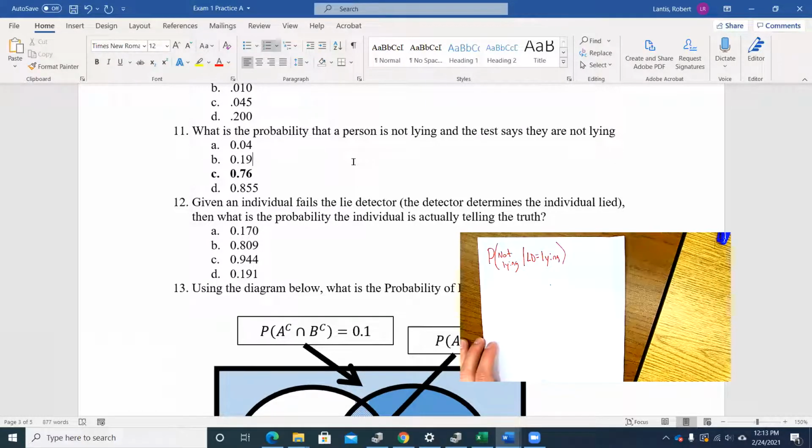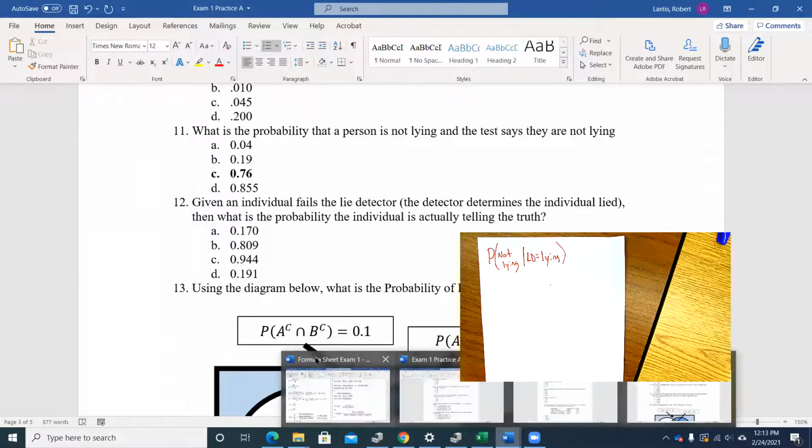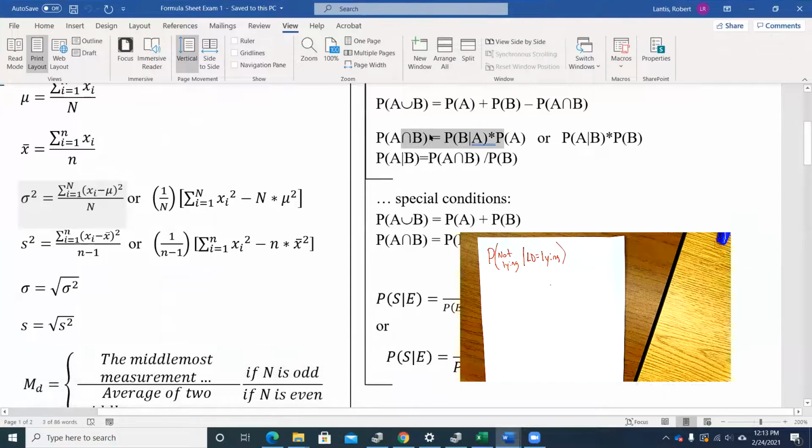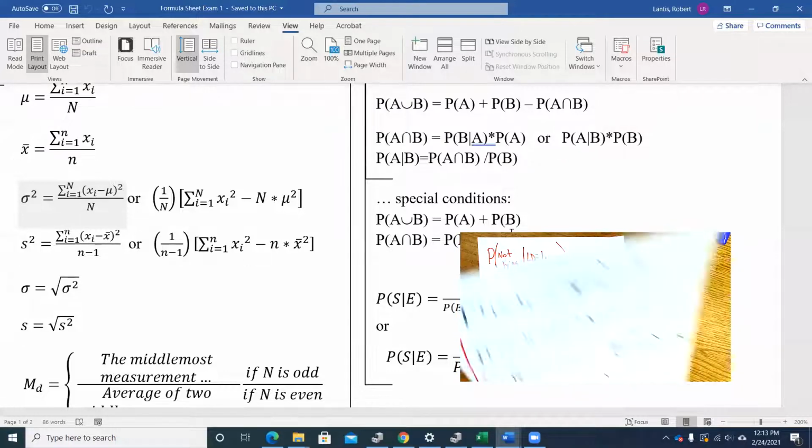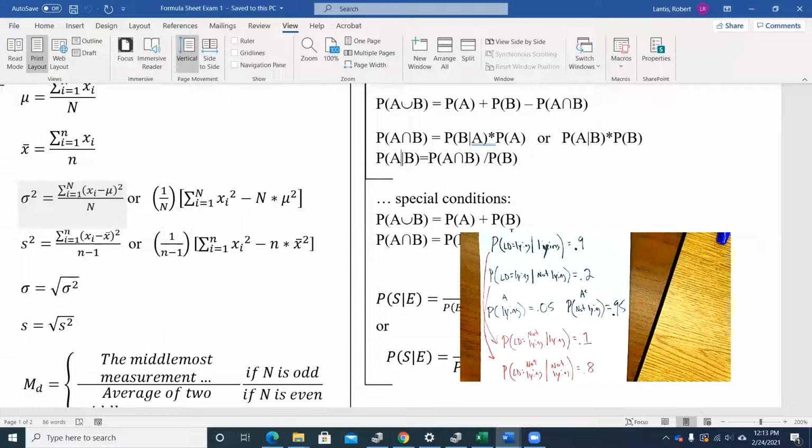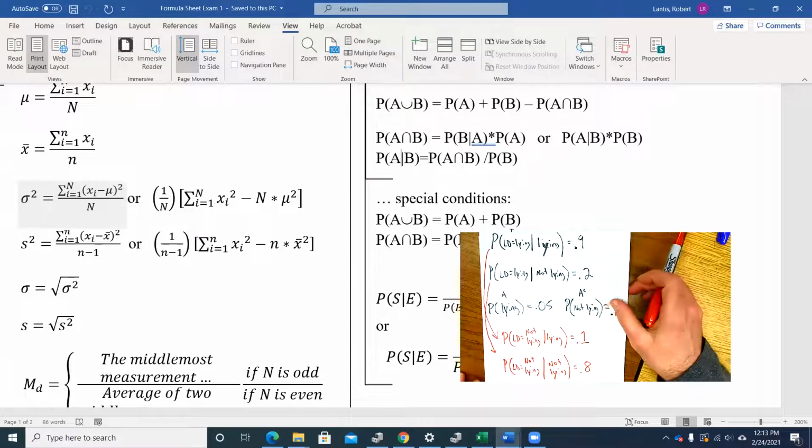Right? And I'm just writing not lying instead of truth just so we keep it consistent with what we did earlier. It's really just two different ways of saying the same thing. Well, if I go to my formula sheet, I might think that, okay, I'm looking for a conditional probability. I can rewrite this as the intersection divided by what I condition on. Now, the problem is, what am I conditioning on here? It's the probability that the lie detector test shows someone's lying. And if I look at my original probabilities, I don't have that, right?